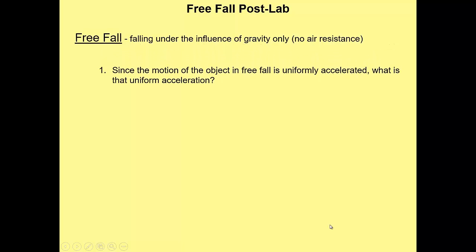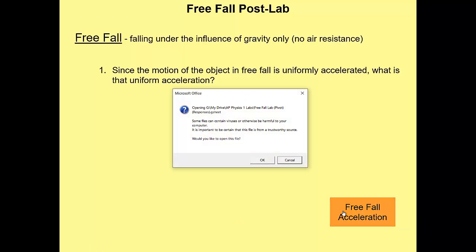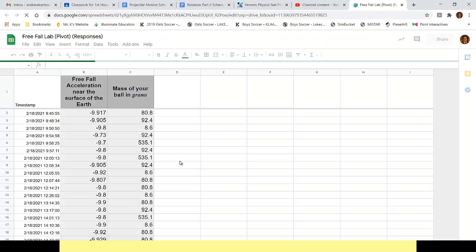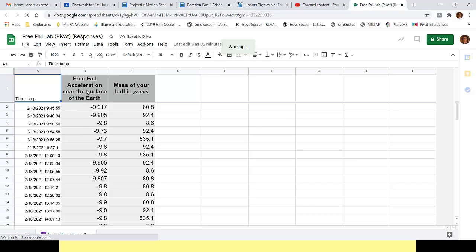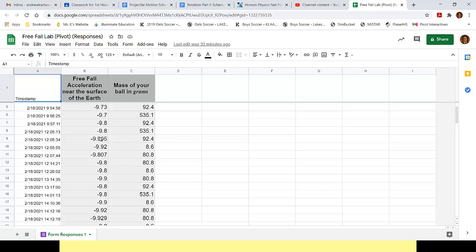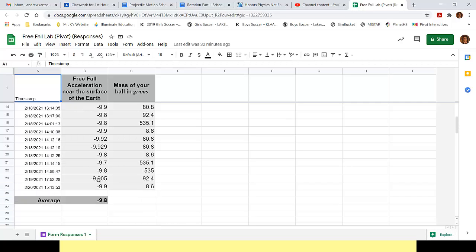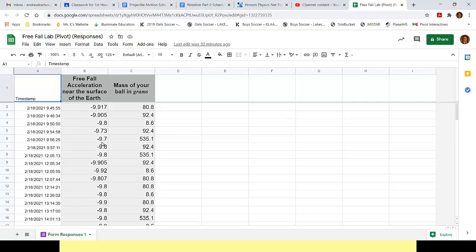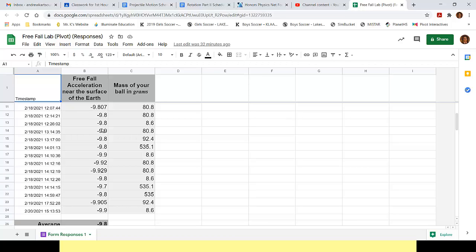So the next question I want to answer is, now that we know that it's uniformly accelerated motion, was there a particular uniform acceleration that we could use? Well, let's go to the data. You'll see a bunch of different data points here. Let's look at the first column. Free fall acceleration near the surface of the Earth. Now look at all these values. You'll notice that they're all negative, and they all are fairly close to one another, within about a tenth or so either way.